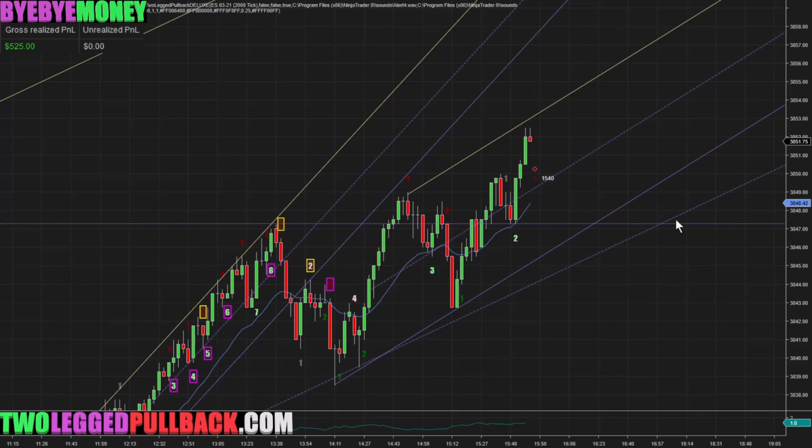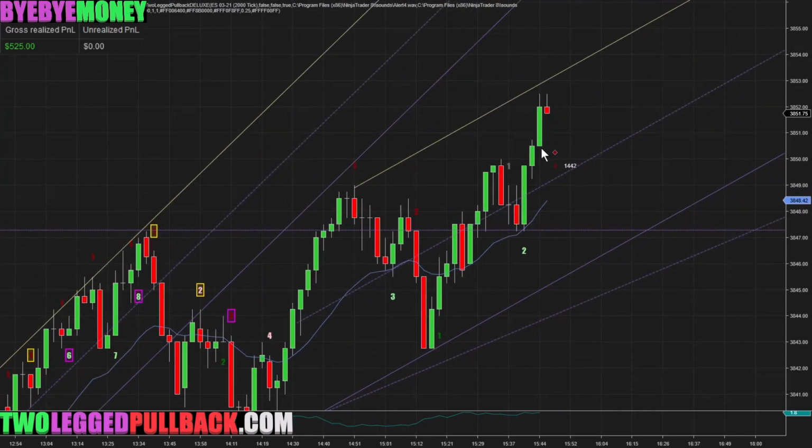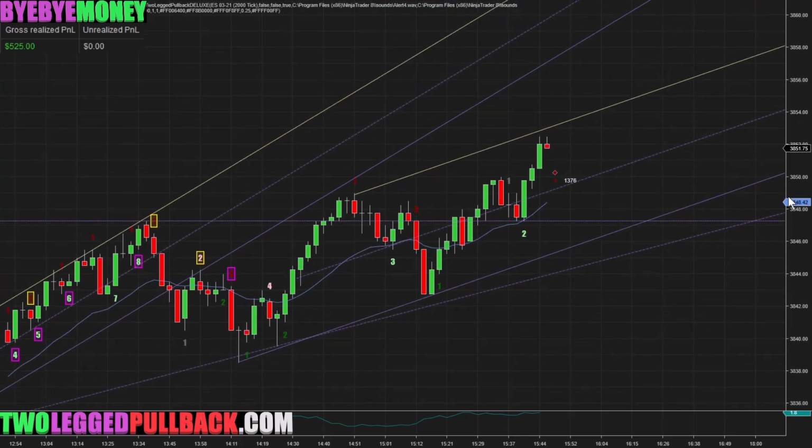Two-legged move up here. Currently strong bull bar. This channel is created by this pivot, this pivot, this pivot. And if you look at this trend, would you say this is a breakout here? I wouldn't say so. Too many pullbacks. And so we have a good chance that we will be able to make a scalp off a reversal here.